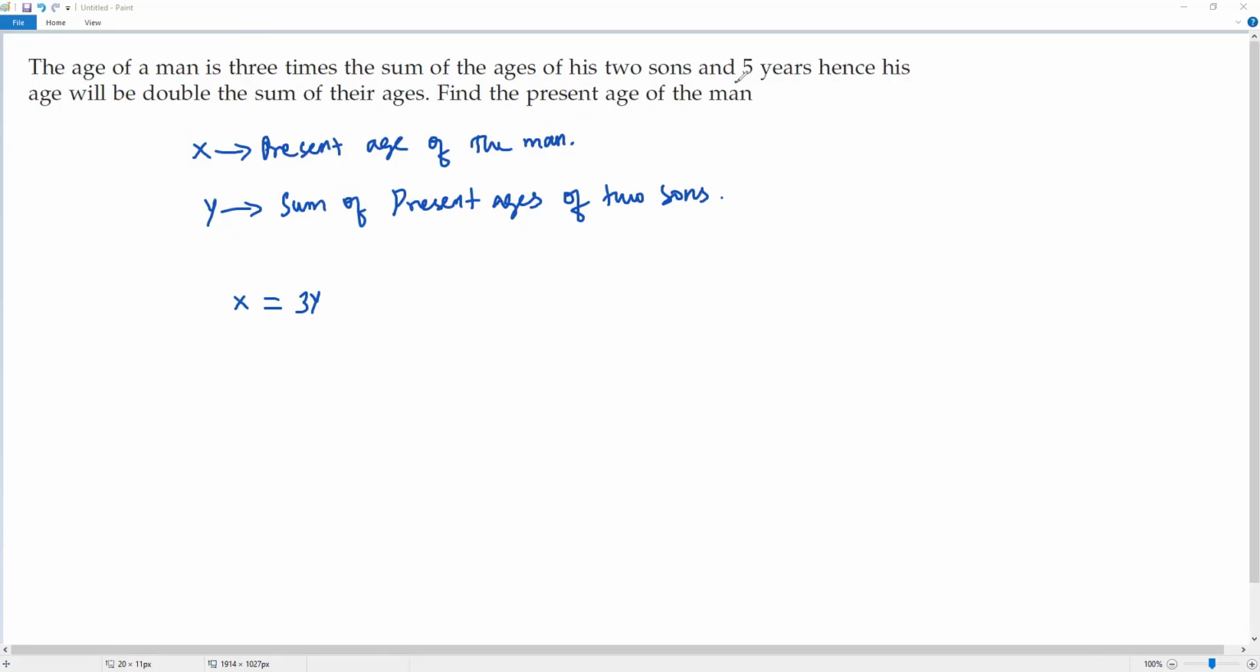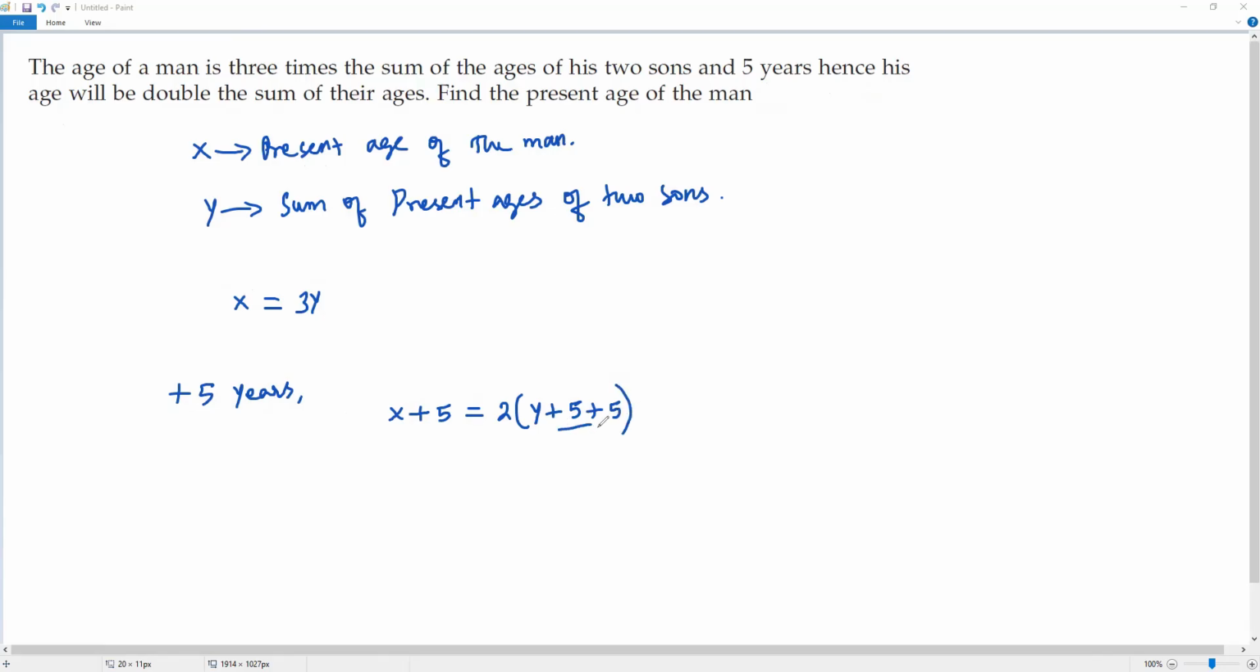Okay, now let's consider this information. That is 5 years hence. After 5 years, let me write the stuff. After 5 years, the age of the man x will be increased by 5. That is, x will become x positive 5. So after 5 years, the age of the man will be equal to double, that is 2 times the sum of their ages, the sum of the ages of two sons. Okay, after 5 years, this y will become y positive 5 positive 5.